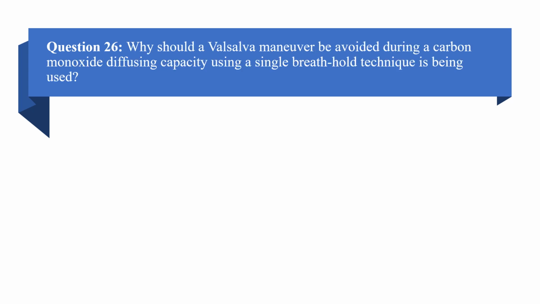This question relates broadly to what sorts of factors can alter diffusing capacity in one direction or the other. So it would definitely benefit you to spend time reviewing that, particularly if you're planning on taking either the CPFT or RPFT exams. So question 26: why should a Valsalva maneuver, bearing down, be avoided during a carbon monoxide diffusing capacity test using a single breath hold technique?